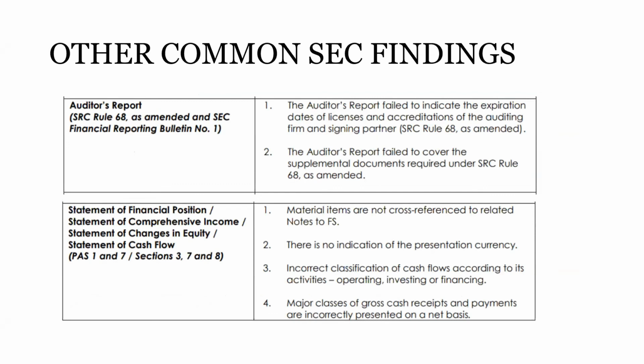So, dito sa audit report, ito yung isa sa mga SEC findings. The auditor's report failed to indicate the expiration date of licenses and accreditations of the auditing firm and the signing partners. So, very important na yung mga maliliit na details doon ay ilalagay natin siya sa report, kasi naging comment na sa audit report din. Actually, kinuha ko lang to sa mga naging training ng SEC about common findings nila. Hindi siya particularly sa atin SEC.